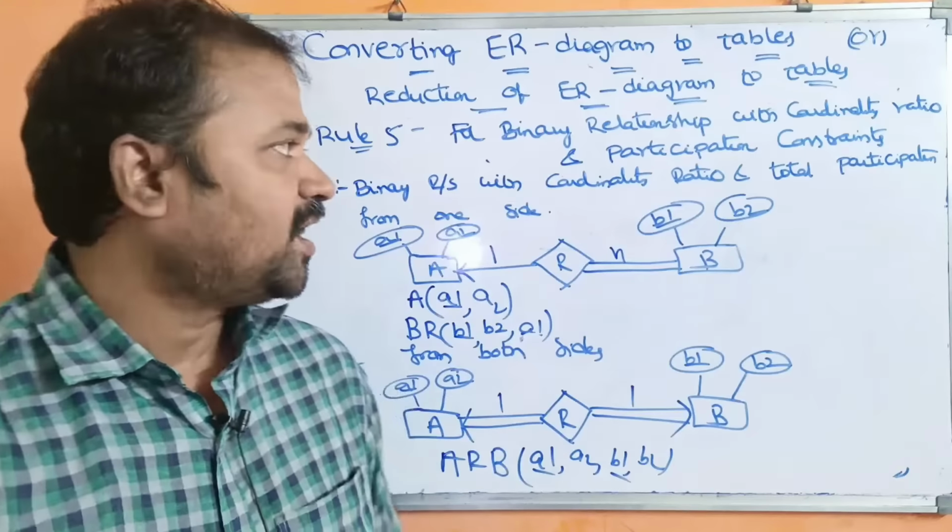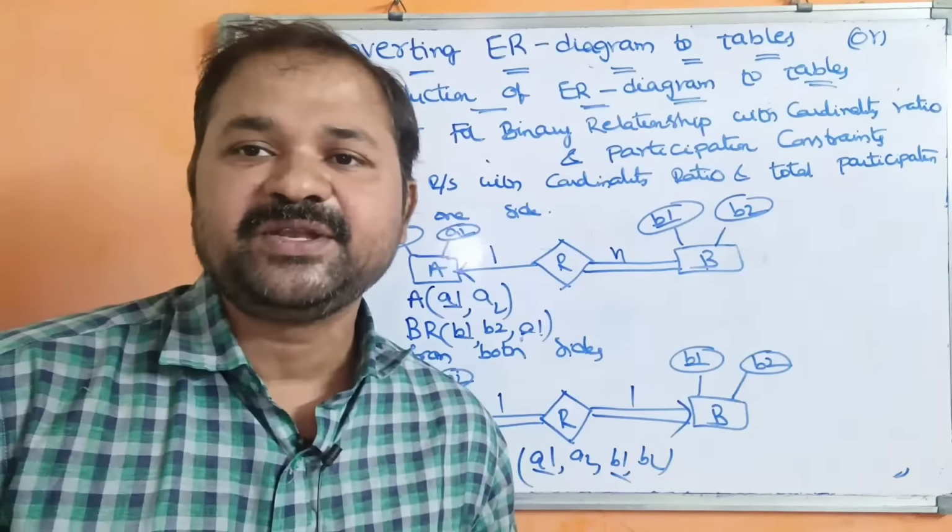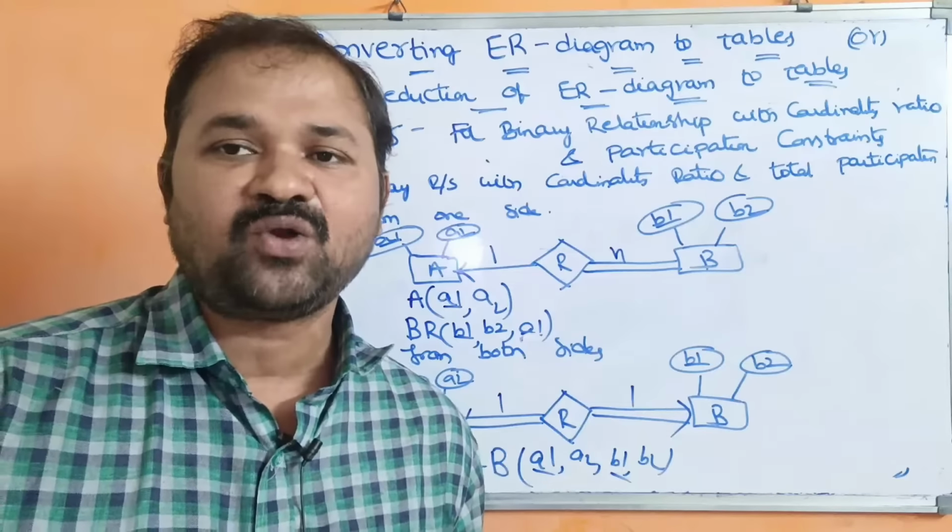So this is about how we can convert an ER diagram into tables. Totally, we have to follow 5 rules.